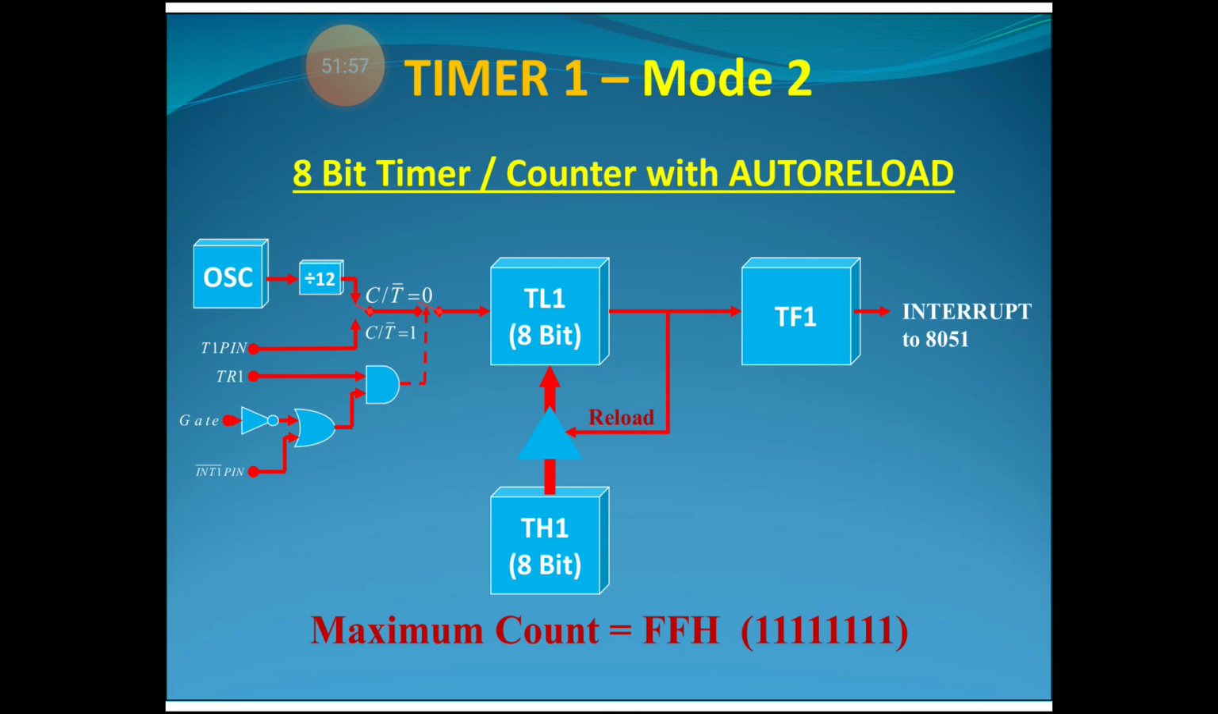Similarly for timer 1 in mode 2, the same operation. TL1 becomes overflow. Upon the next clock pulse, the new value is reloaded from the TH1 register. When it becomes overflow, the TF1 flag is set and generates an interrupt signal. Here the timer can be used as a timer or counter, depending upon the C/T bar bit. And the timer can allow the clock pulses depending upon the 3 signals: TR1, gate and INT1 pin.